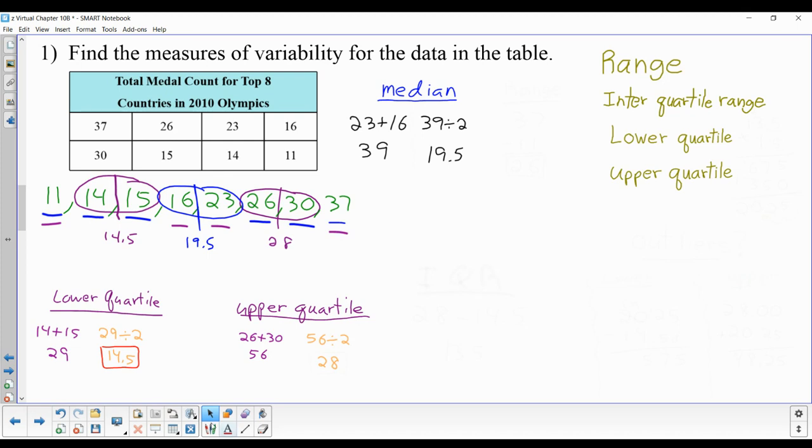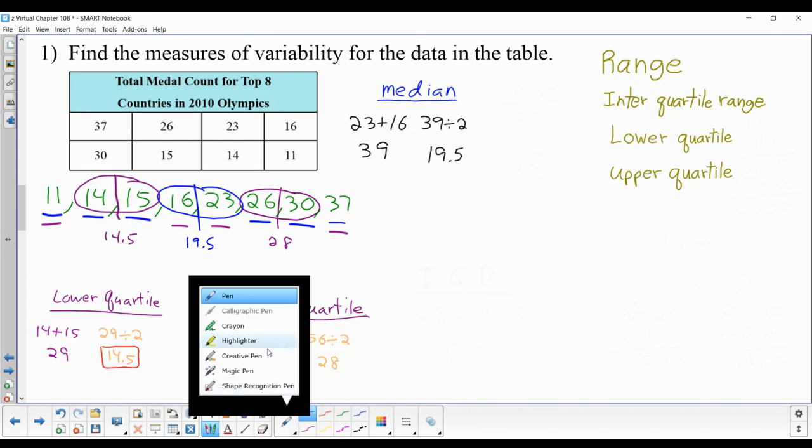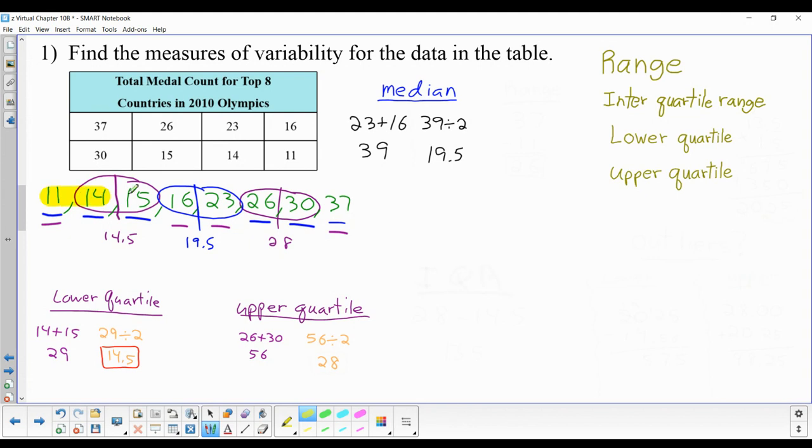Now, these quartiles will break the data into 4 equal parts. There's 1, there's 2, there's 3, and there are 4 equal sections. That's why they're called quartiles. But there are only 3 quartiles. Q1 is your lower quartile, Q2 is your median, and Q3 is your upper quartile. Only Q1 and Q3 are measures of variability, the upper and lower quartile. Q2, the median, is a measure of center. We needed that to have our 2 halves of data to find the medians for the lower and upper halves and to find our upper and lower quartiles.